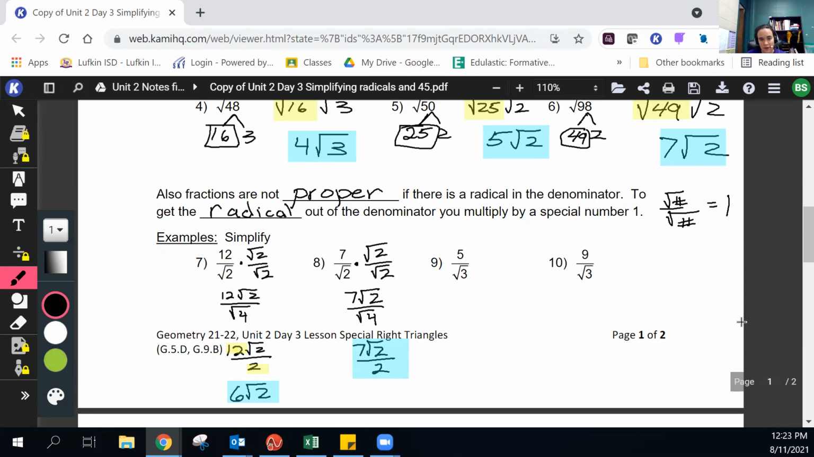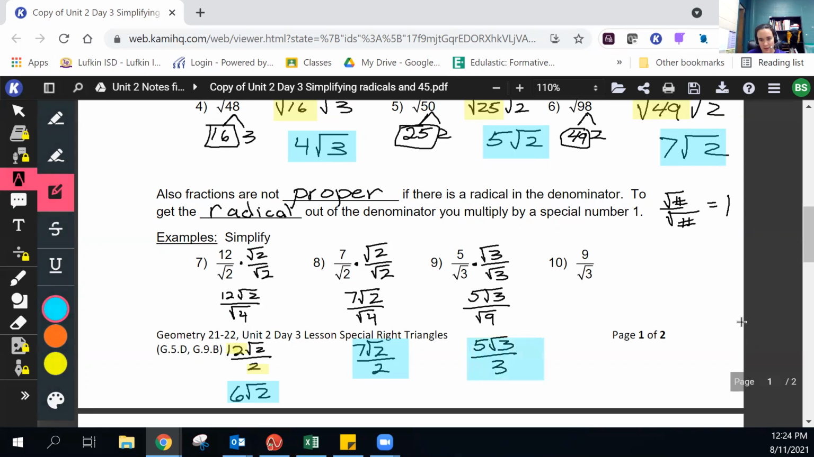Our next one, we've got 5 over the square root of 3. So we're going to multiply it by square root of 3 over the square root of 3. Again, we're multiplying across. So that gets us 5 square root of 3 over the square root of 9, because 3 times 3 is 9. We're taking that square root of 9, which is 3. So 5 square root of 3 over 3. Is 5 divisible by 3? No, it's not. So that is my answer.